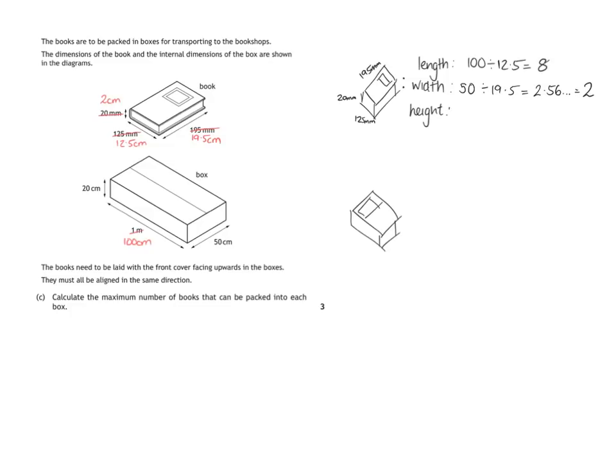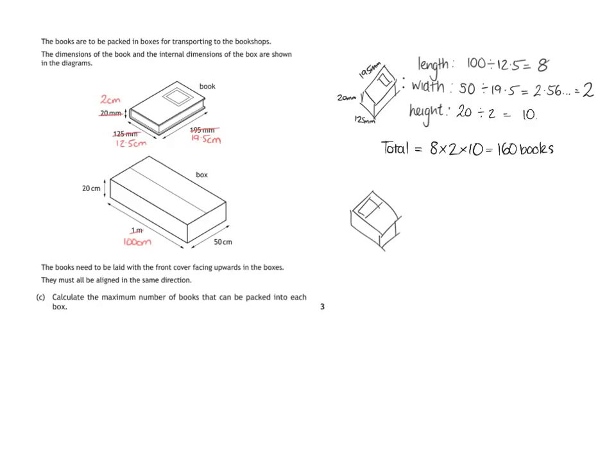Right, our height. So it's 2 centimeters and that's 20 centimeters. So that's nice. 20 divided by 2, which gives us 10 books. So we can fit 10 stacks of books on top of each other. We can fit 8 along the length and 2 across the width. So for this one, our total, we take those numbers, we just multiply them together. So we've got 8 times 2 times 10, which gives me 160 books.